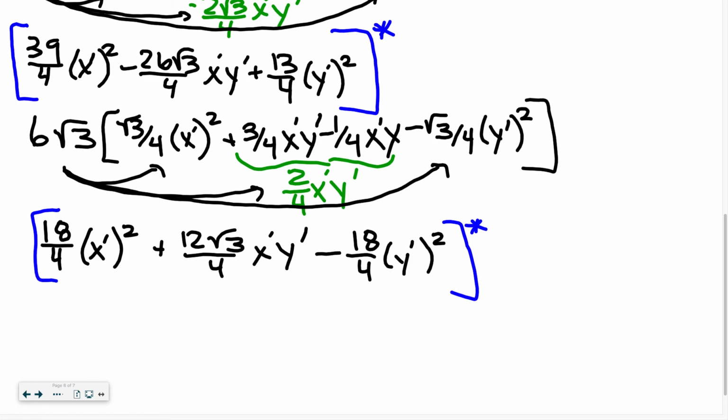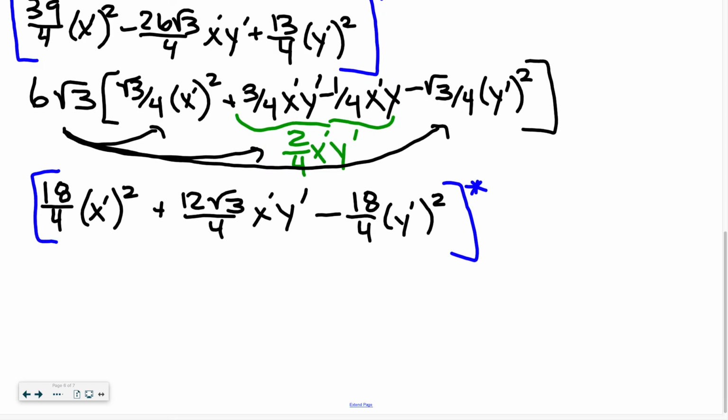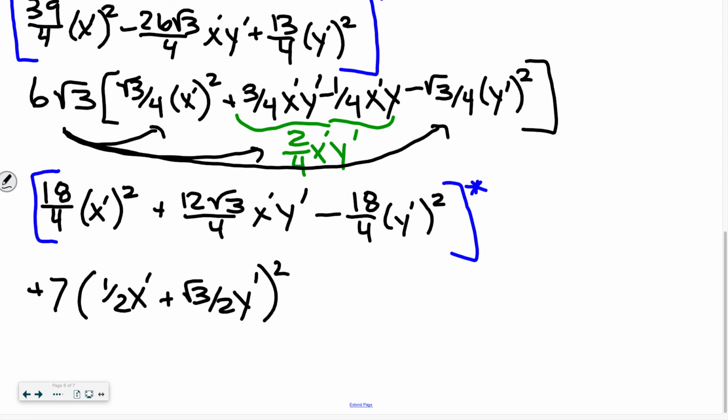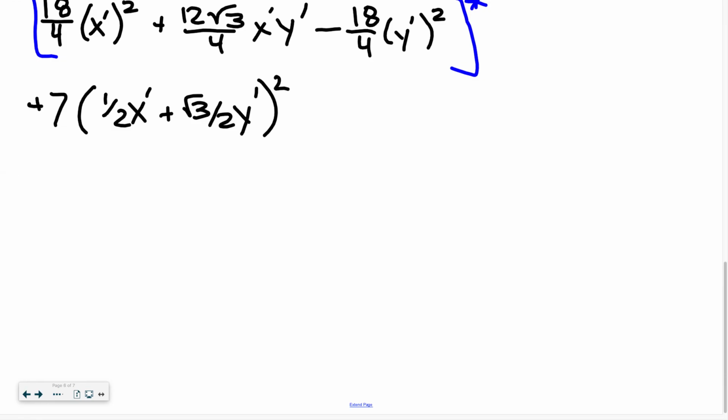Notice there's a 7 in front of it. So you got a pretty good chance of getting a 14 right there, right? Okay, good. And then the y's will also be able to be combined. Can you tell me what's the last one? It's plus 7, and then is it 1/2 x prime? Yeah. Plus square root 3 over 2 y prime? Yeah. Okay, I'll do this one really quickly.